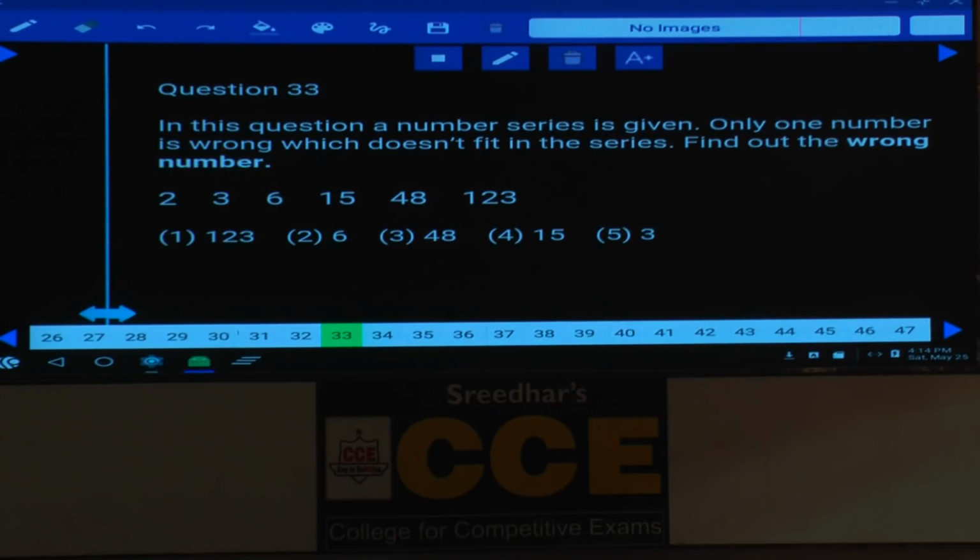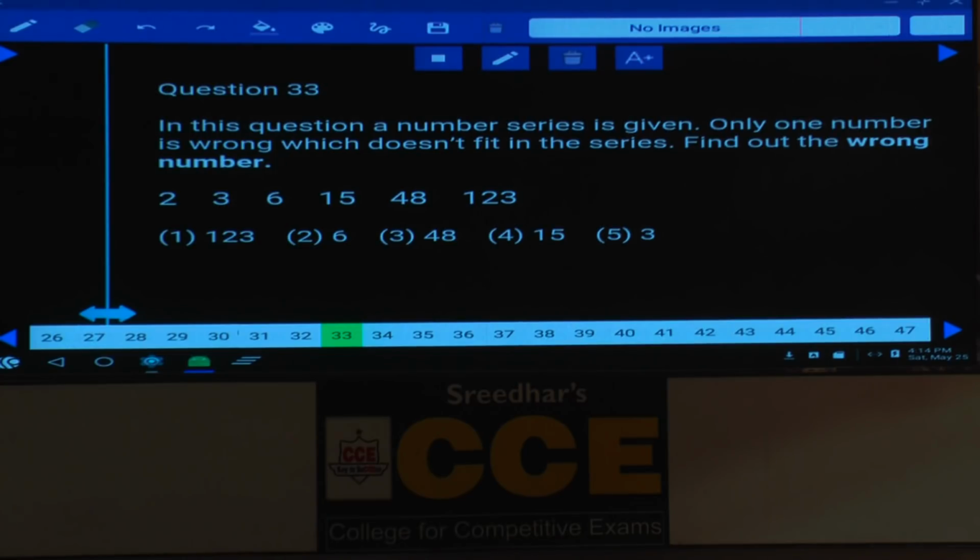Then question number 33: 2, 3, 6, 15, 48 and so on. Then 2 and 3, 3 and 6, 6 and 15. So how can you express this one? 6 and 15? 6 into 2 plus 3, or into 3 minus 3. And 15 and 48, tell me how to represent this one.